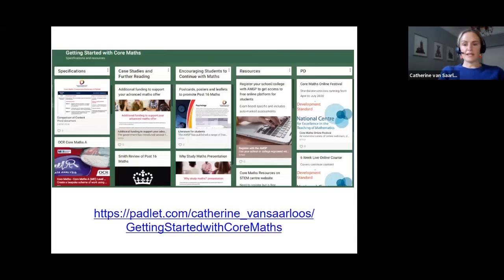And finally, just to remind you that the Getting Started Padlet is there, and I will update it with regular PD and things like that, so you can look back at that, and it should always be relevant. The other thing to note is if you click on my name at the top of the Padlet as well, you'll be able to see other Padlets that I've produced. They're all about core maths, unsurprisingly. And some of them are the pre-release Padlets that we put together.